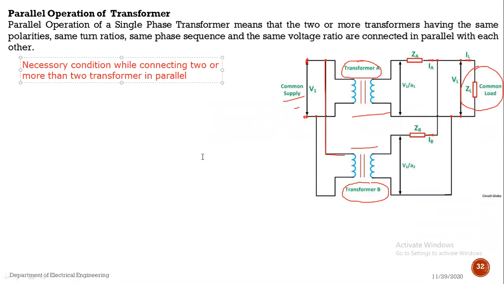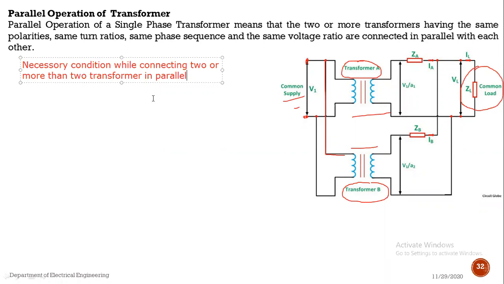When these transformers are connected in parallel, there are some necessary conditions required. That means if the required conditions are fulfilled, then and only then we are able to put the two or more than two transformers in parallel. ज्यावेळेस या कंडिशन सॅटिस्फाय होतील, at that time we are able to connect those transformers in parallel. ते ट्रान्सफॉर्मर आपण पॅरलल मध्ये कनेक्ट करू शकतो.